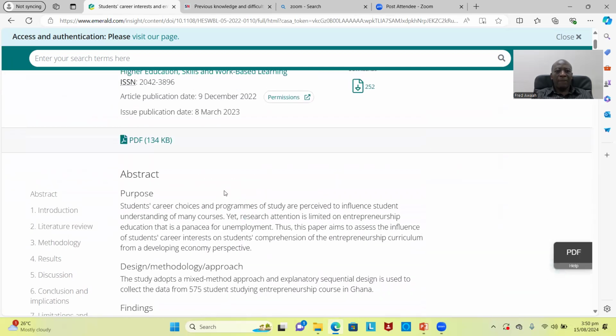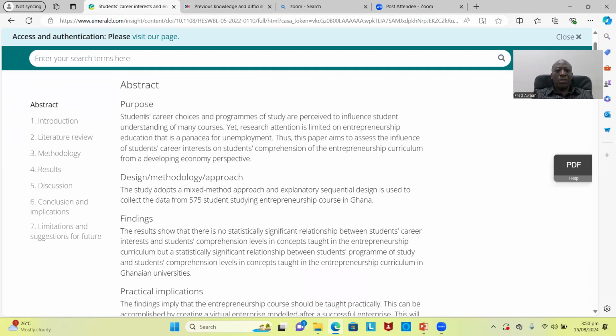So ladies and gentlemen, what does he say about the purpose? Students' career choices and programs of study are perceived to influence students' understanding of many courses. So this is the introductory statement. Yet research attention is limited on entrepreneurship education. That is a panacea for unemployment. So the researchers here are establishing the problem or the gap. Thus, this paper aims to assess the influence of students' career interest on students' comprehension level of the entrepreneurship curriculum from a developing economy's perspective. So they are telling us the purpose of the study.